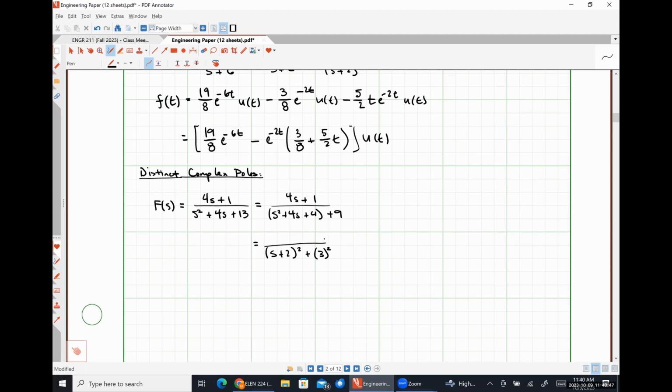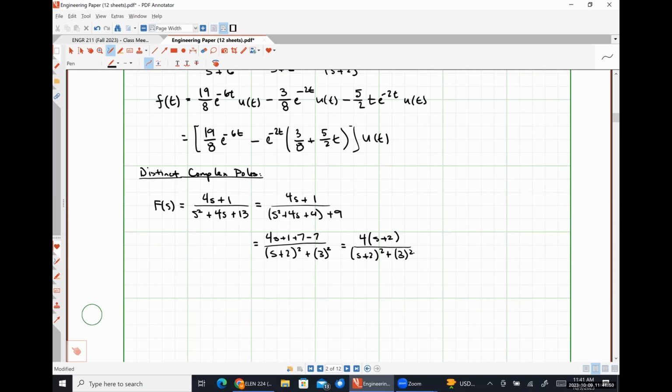So I'm looking at identities number 8 and 9. Actually, I'm looking at more like numbers 12 and 13 because I have the s plus a, right? So to make this fit more in the mold of those identities, I'm going to expand my numerator. I'm going to have this as 4s plus 1 plus 7 minus 7. So if I add anything, I have to subtract anything. And that's going to give me 4 times s plus 2 over s plus 2 squared plus 3 squared, which we can find the inverse Laplace transform of.